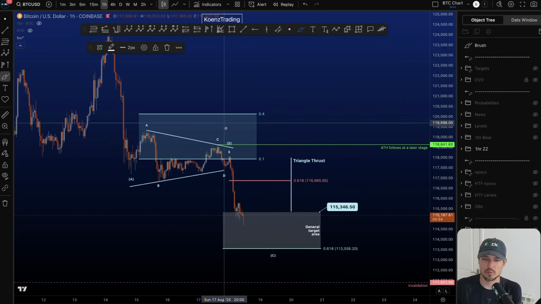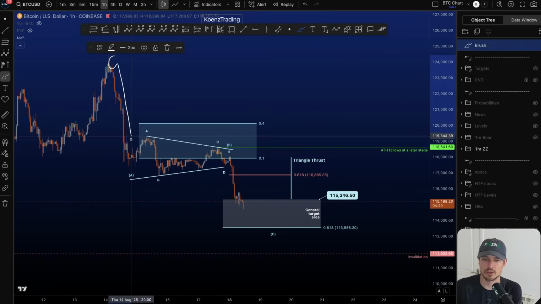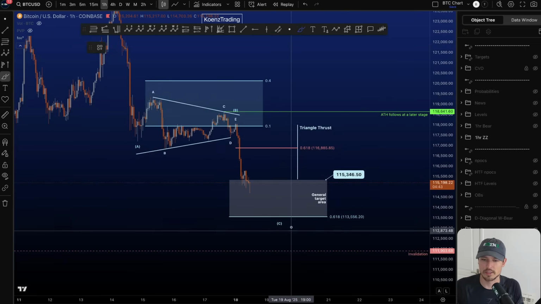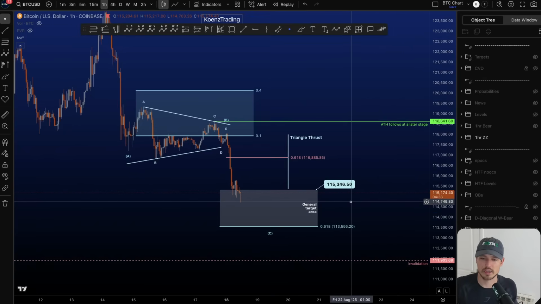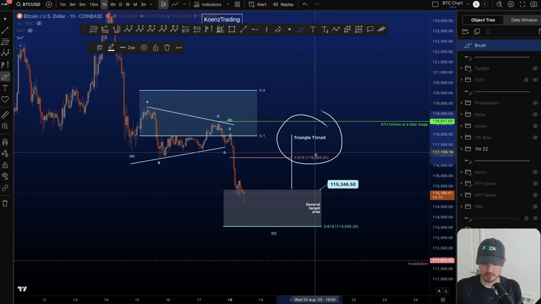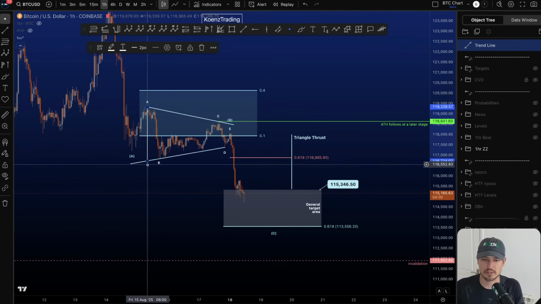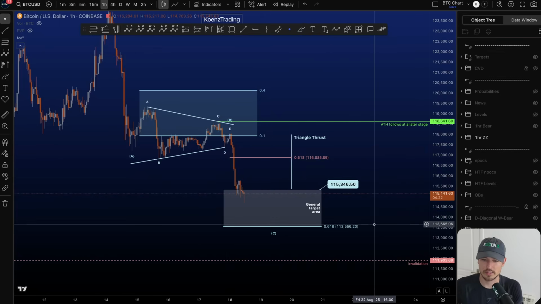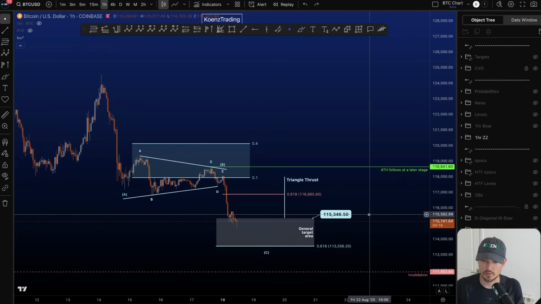The common target area for wave B, if it's a triangle in a zigzag, is the 0.1 to the 0.4 Fibonacci, taken from the start to the end of A, which is nicely respected. And the target area for wave C here is between 115.4K and 113.5K, which is calculated using two different methods. One is the triangle thrust, which is a vertical line taken from the end of A straight down into the extension of the BD trend line, dragged to the right onto the end of wave E, and this gives you the top of the box. And then the 0.618 is a trend-based fib extension taken from the start to the end of wave A to the end of wave B.